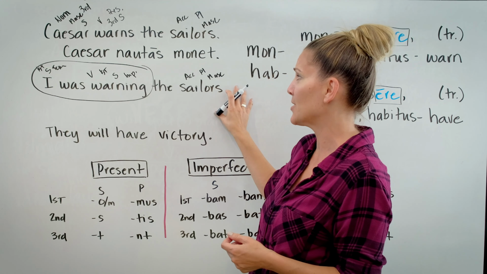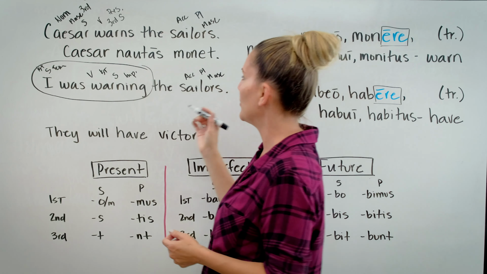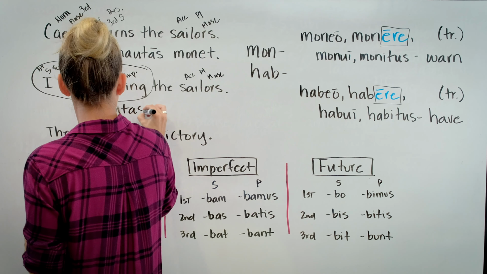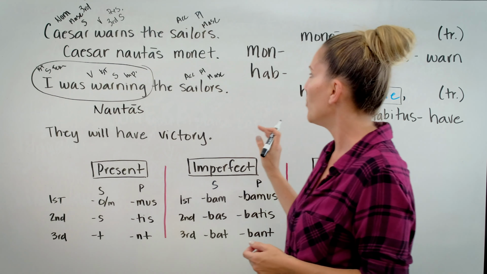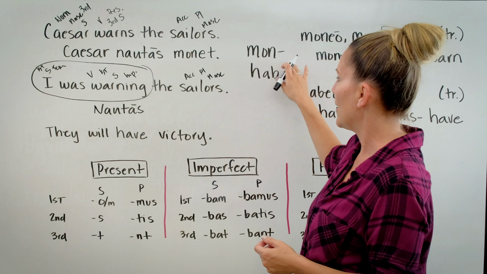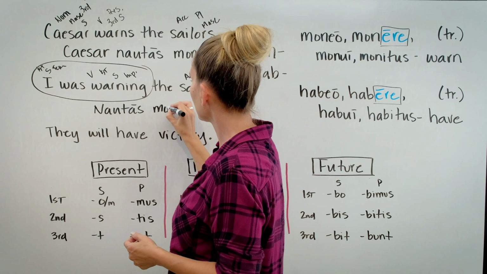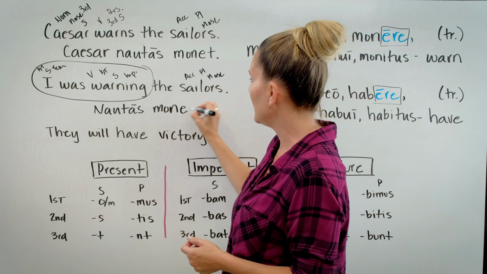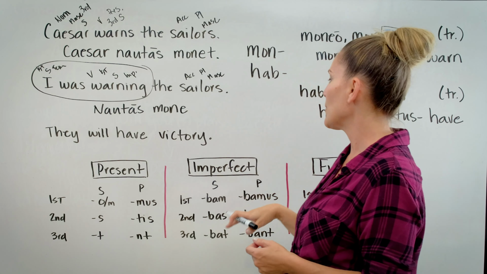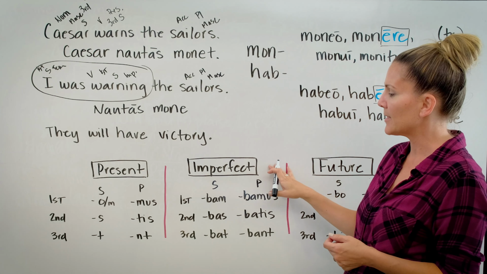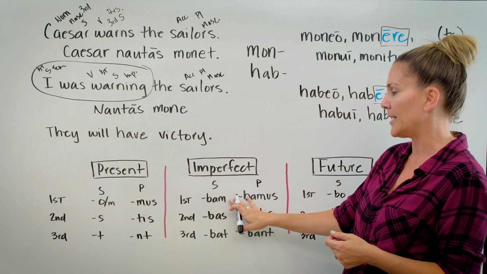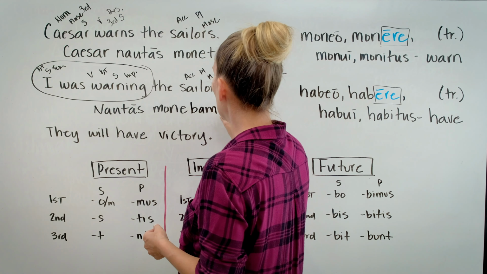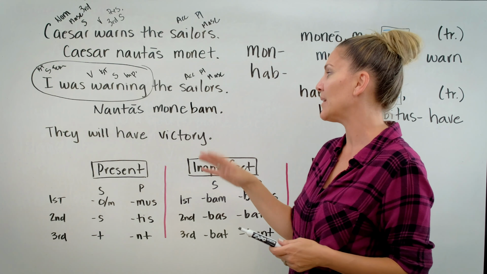So that means I'm actually going to start with my accusative this time. So I'll start with nautas, and then I will plug in my stem, so M-O-N. I need my conjugating vowel, which is an E in the second conjugation. And then I'm going to look down here at the imperfect first person singular endings, which is bam. So this word would be monebam. So this sentence would read nautas monebam.